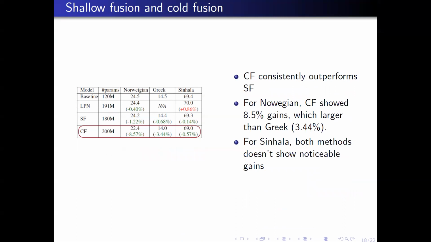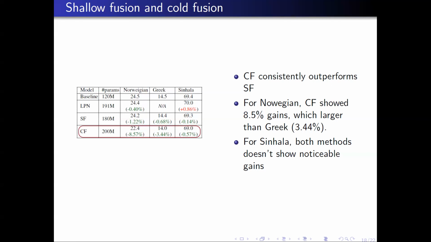Cold fusion consistently outperformed shallow fusion according to the table. Cold fusion showed 8.5% gain on Norwegian, which is larger than 3.4% on Greek. This could be because the RNN-T model for Greek was trained with a much larger dataset than Norwegian. The much larger dataset covers more linguistic features. As a result, the gain brought by extra text data from the external language model was smaller.